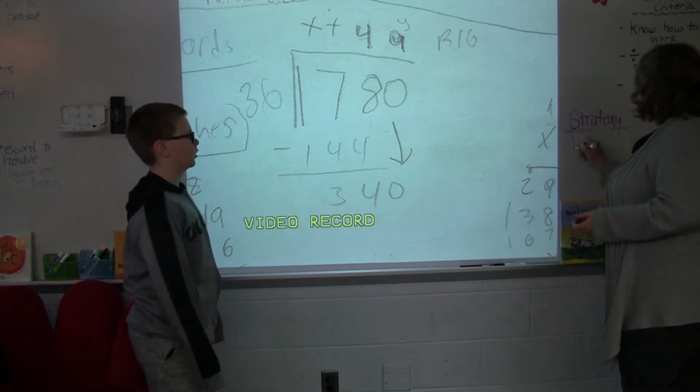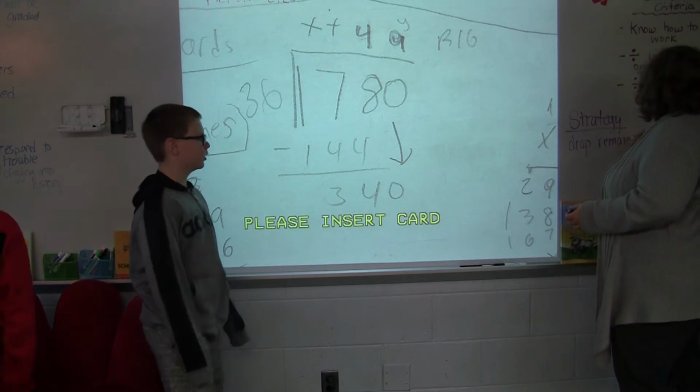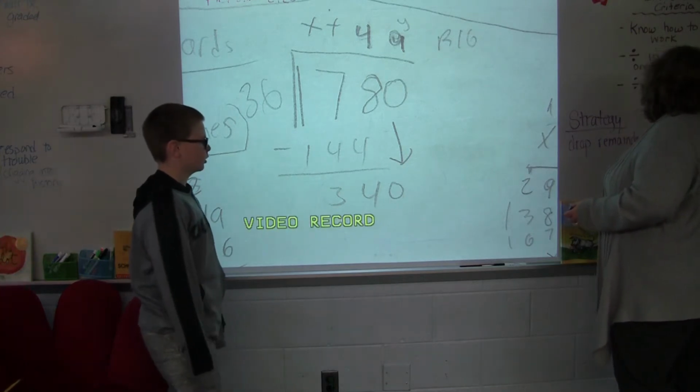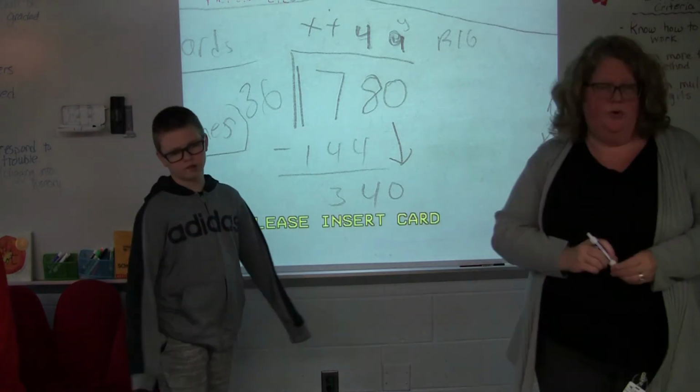Okay, so one strategy when you use remainders is to drop the remainder. You don't use it if you don't need it. Perfect.